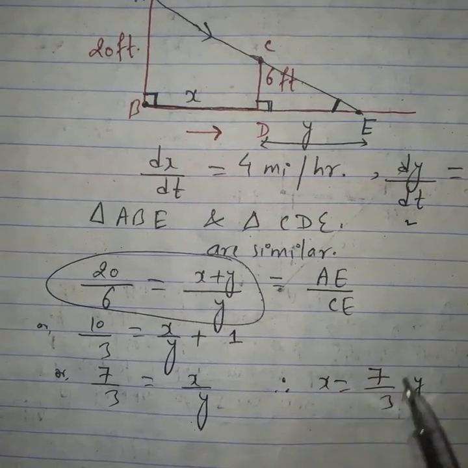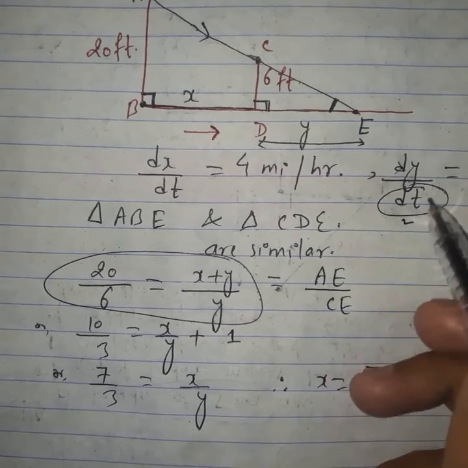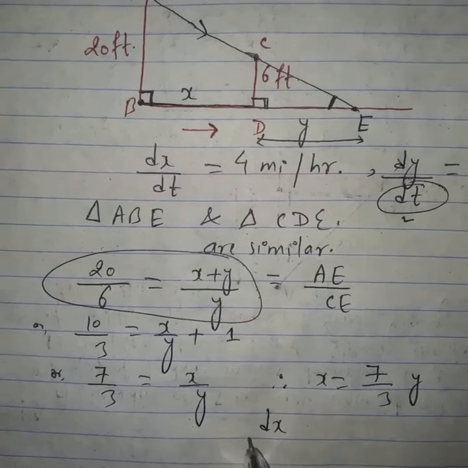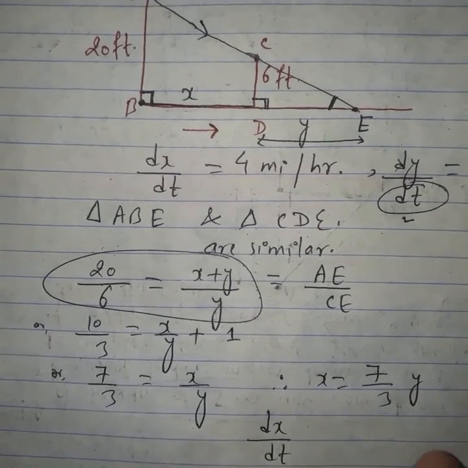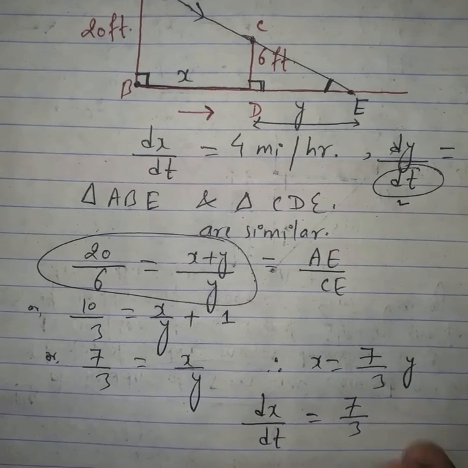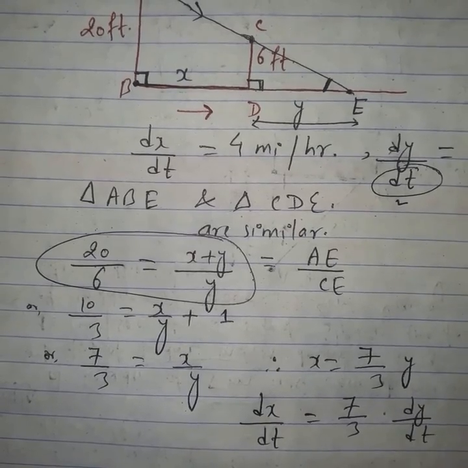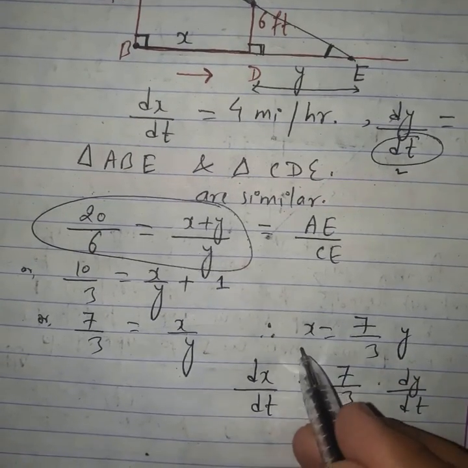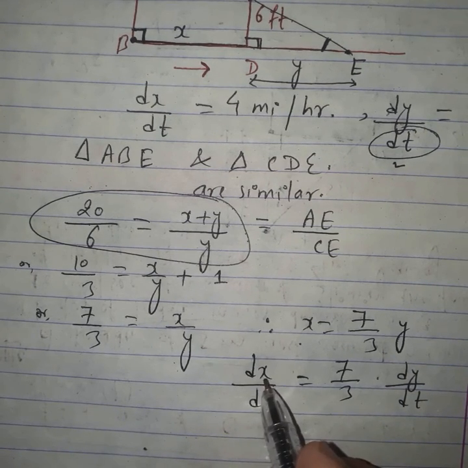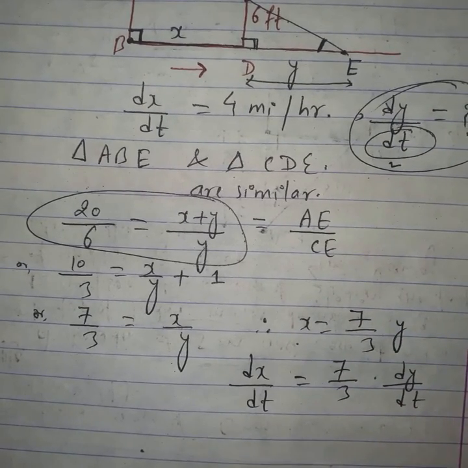Let's differentiate this equation with respect to time, since our target is a time derivative. This will be dx over dt equals 7 over 3, which is a constant numeric value so we take it as a coefficient, times dy over dt. Our target is to calculate dy over dt.